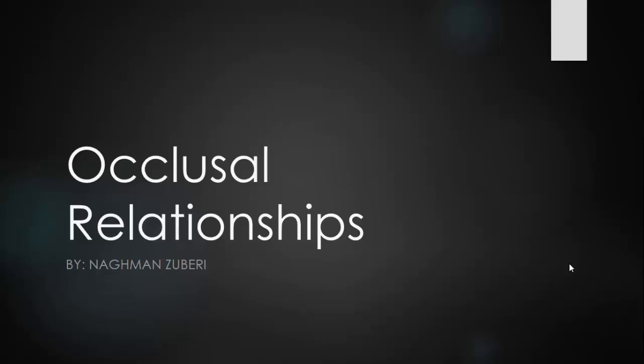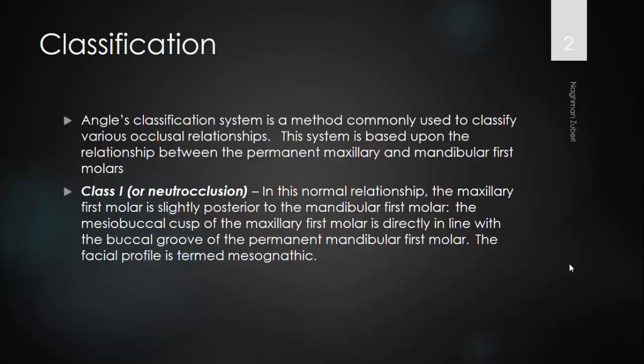Good evening guys. In this lecture we will be discussing occlusal relationships. We classify occlusion on the basis of first permanent molar relationship, and that was the concept given by Edward Angle. Most commonly we consider that Class 1 molar relationship is the normal occlusion and we call it neutral occlusion.